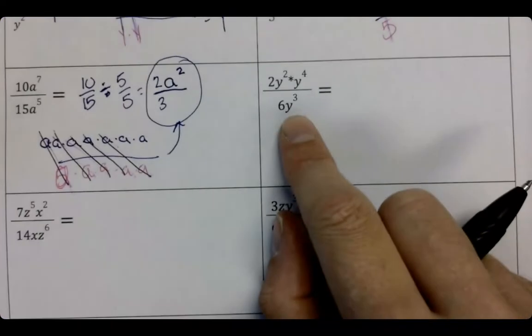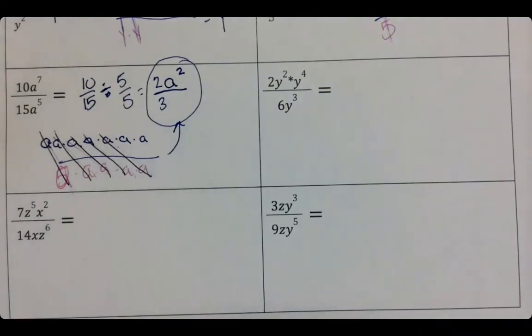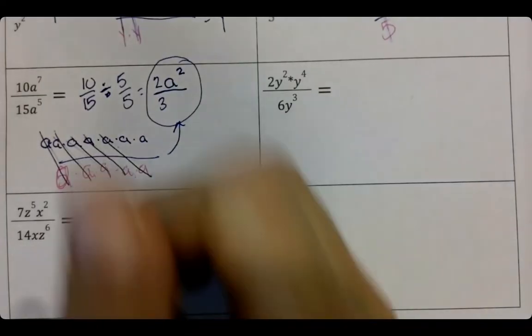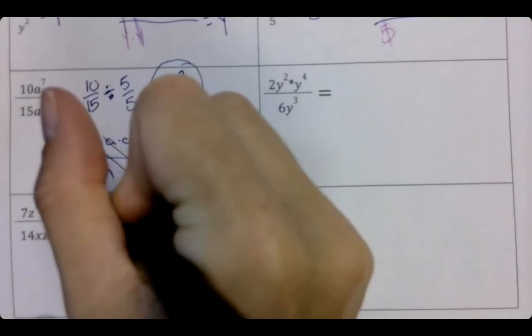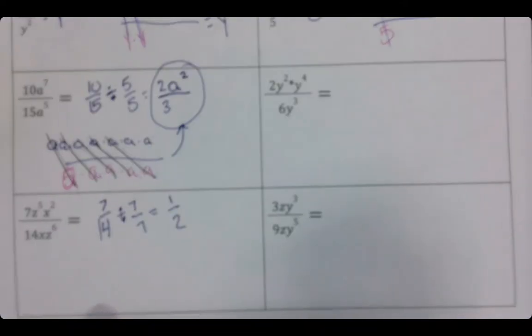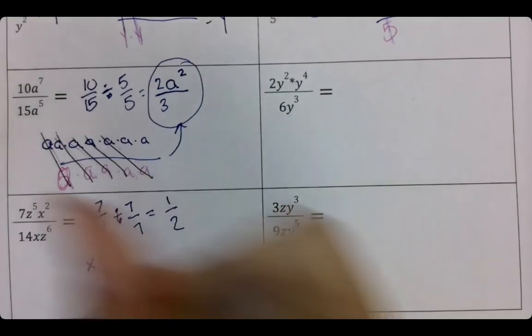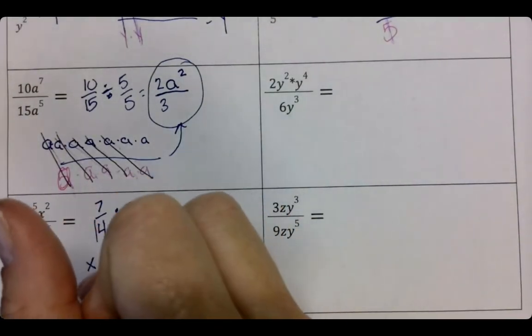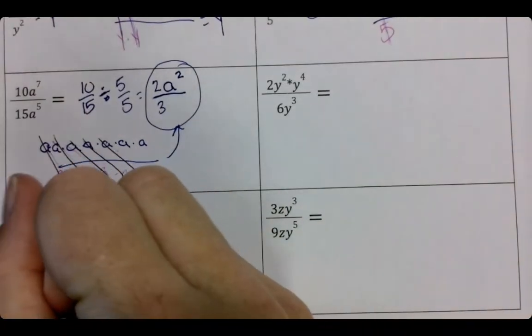I'm going to skip this one. I want to look at this one. Okay? Because if you notice, some are going to be left over in the bottom. So, if you have this, right, you may be able to tell me, well, 7 over 14, I can divide both of those by 7, and that gives me 1 over 2. You may also be able to tell me that I have an x left on top and that I have 1 z left on bottom. So that should be the answer.